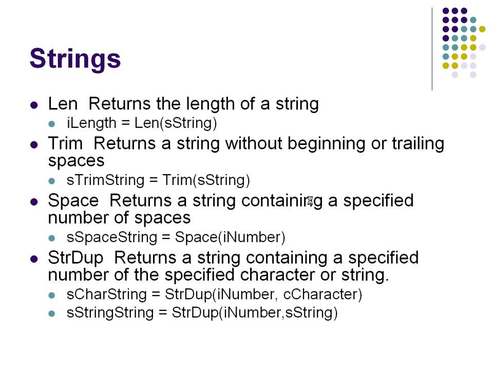Trim gets all the spaces off both ends of the string, so you don't have any extra spaces on either side. Space creates a string of spaces. And strdupe, which is string dupe, duplicates either a character over and over again a number of times, or a string over and over again a number of times.